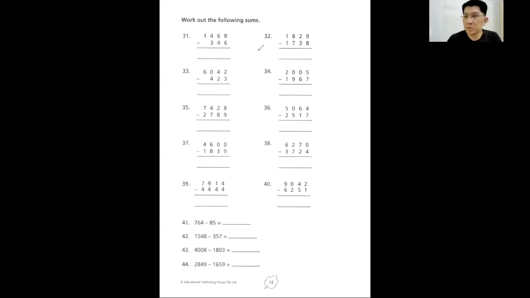Now, it's a bit small to work on this one. So what I'll do is I'm going to write down things here. Okay. 1,468. I'm just going to copy what's here onto here. 346, and that's minus. This is subtraction. Remember, this is no longer addition.